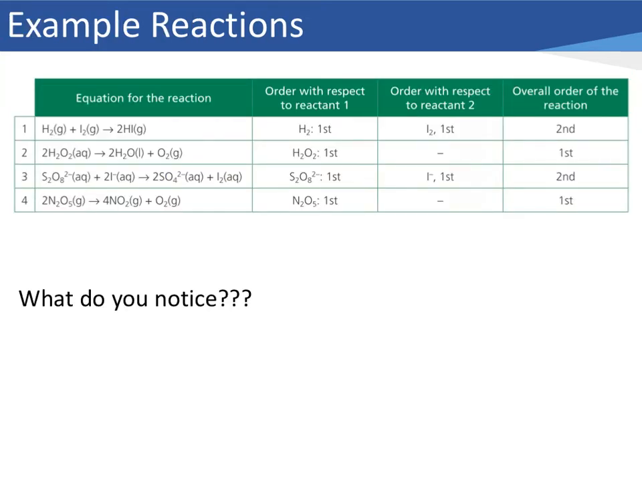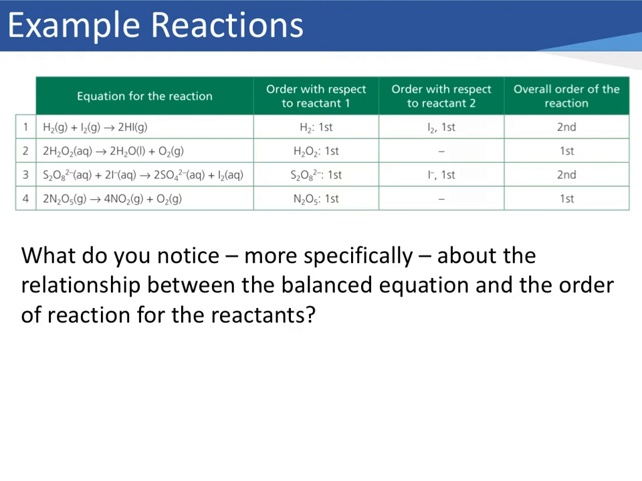So let's look at some example reactions. Maybe pause the video and take a look. I've got order with respect to reactant 1, the first reactant, and the second reactant. There's only one reactant in some of these. So I have the order with respect to reactant 1, the order with respect to reactant 2, and the overall order. The overall order is the orders added together. I want you to take a look at these and see if you notice a pattern. And more specifically, do you notice a pattern about the relationship between the balanced equation and the order of reaction for the reactants? Is there anything significant about the pattern?